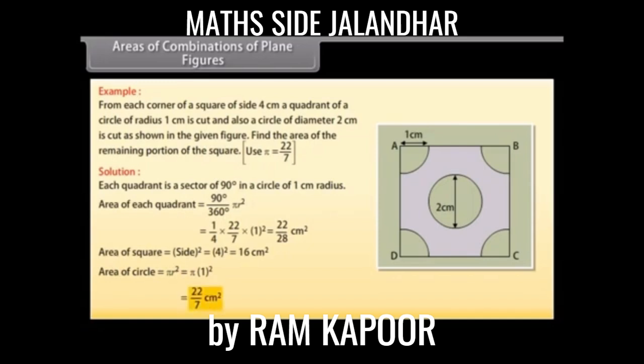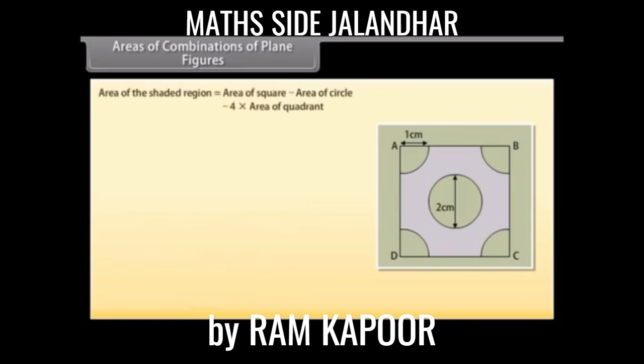Area of the shaded region is equal to area of square minus area of circle minus 4 into area of quadrant. Now, by substitution and calculation of the values, we get the area of the shaded region as 68 upon 7 centimeters square.